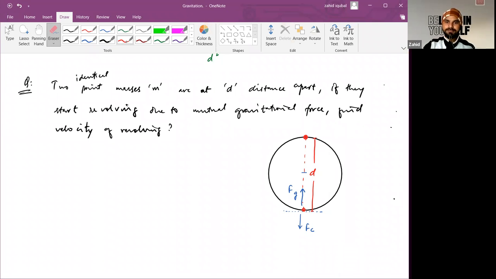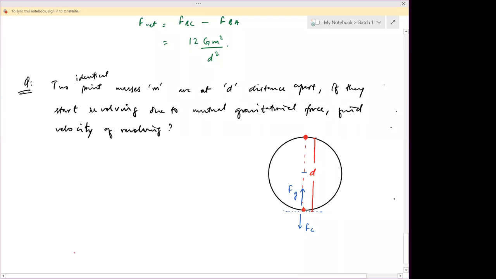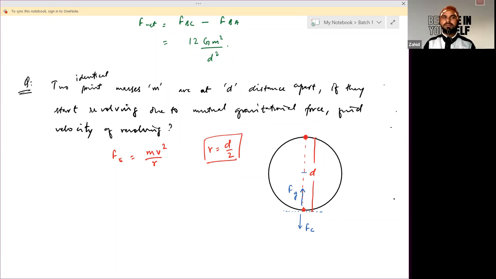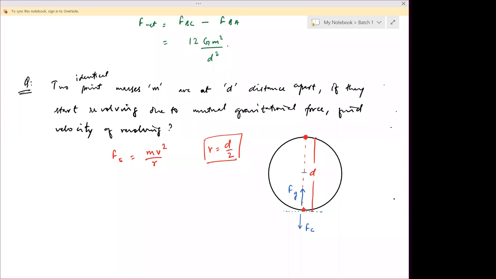Hamza, is it clear? Yes, sir. So we had the formula for centrifugal force or centripetal force as mv square by r. Just equate this term to gravitational force. R will be nothing but half of the separation between the two. Try to solve. Salman, any doubt? No, sir, no doubt yet. Okay.